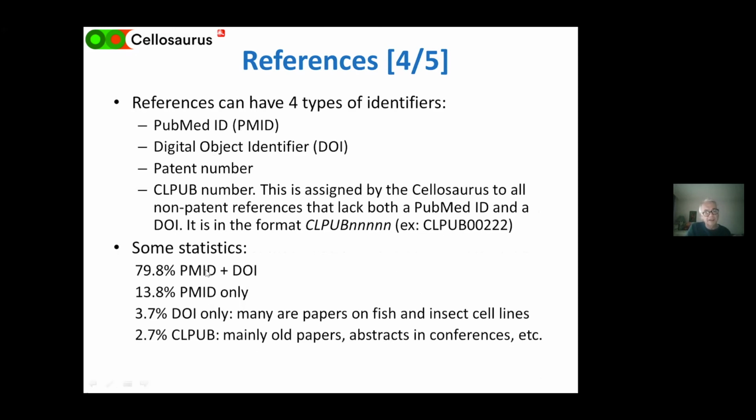About 80% of all the references have both PMID and DOI. Some have PMID only. A few percent have DOI only. So those are papers on fish and insect cell lines, because PubMed and Medline before was not abstracting papers which deal with fish and insect biology. Now they do so, but a long time ago, they were not doing so. So there's a huge amount of literature for fish and insect which is not in PubMed and Medline. And only 2.47% are those CLPub.